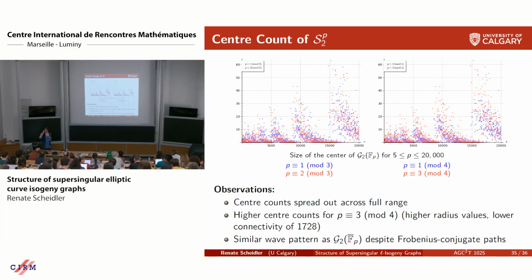And you see that the wave patterns for the FP graph are very, very similar to the wave patterns of the FP bar graph, even though Frobenius introduces conjugate paths on the FP graph, right? Every time you have a path in the FP graph, it corresponds to a conjugate path, right? So it's really not quite, that's the whole spine thing, right? It's really not quite random, but that doesn't seem to be reflected in these wave patterns.